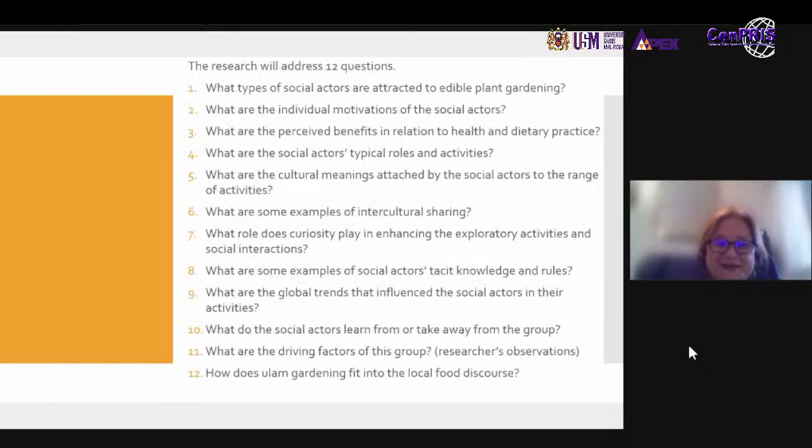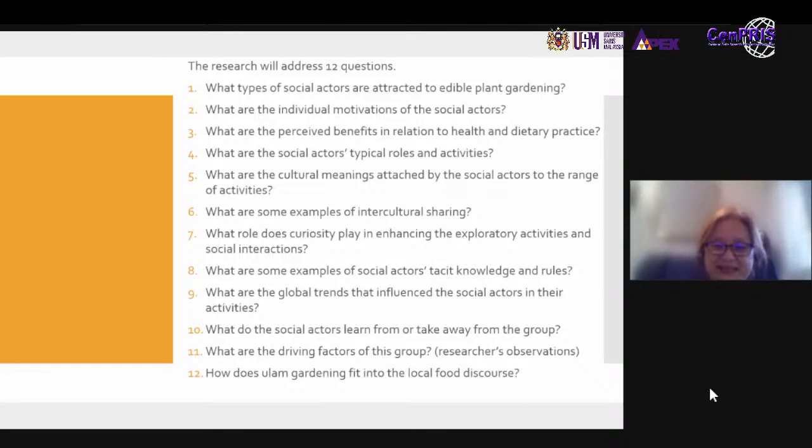Okay, so the research questions. So I'm interested in what types of social actors are attracted to edible plant gardening. So what are their individual motivations? What are their perceived benefits in relation to health and dietary practice and their own diet? I mean, some of them may be vegetarian, some may not be. So there's some sort of different types of people involved. And then what are their typical roles and activities?